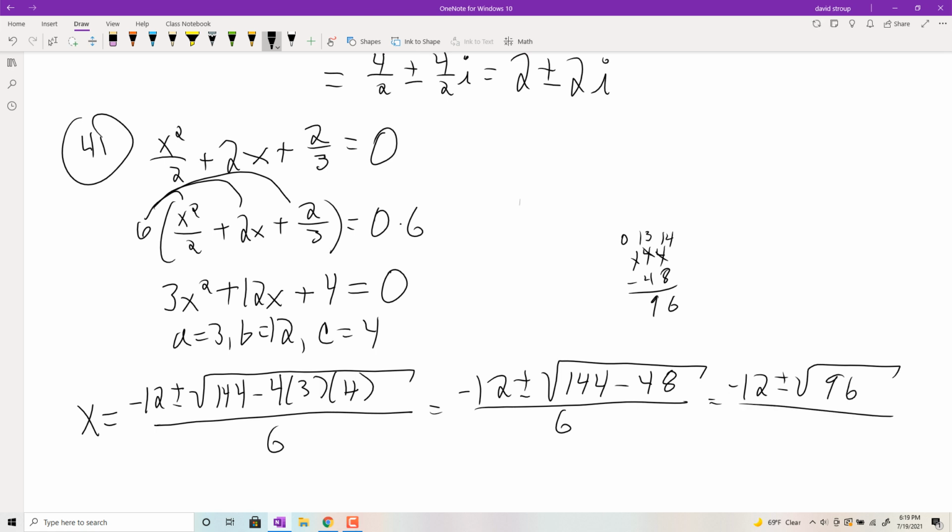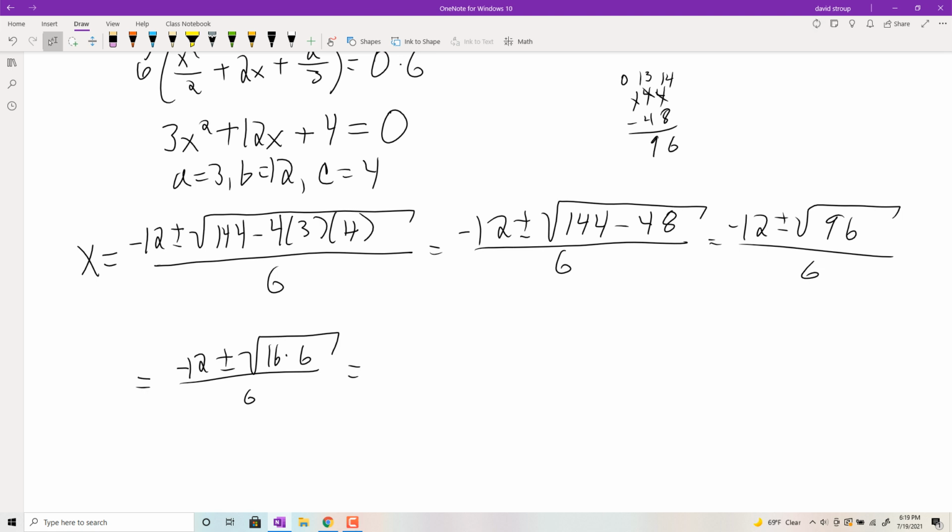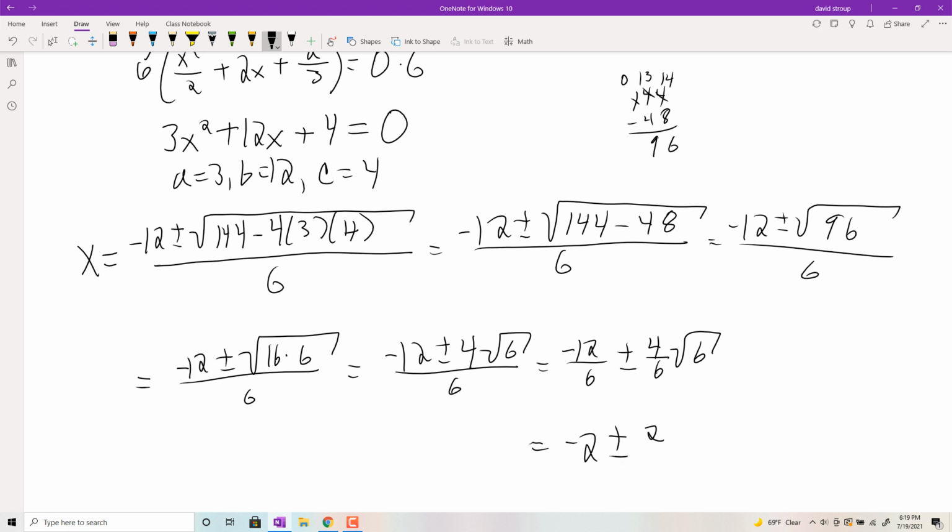96 over 6. You can factor 96 into 16 times 6, I believe. Then we can march out a 4. Plus or minus 4 root 6 over 6. And then if you want, you can butterfly or you can factor to simplify. Let's just butterfly it. So negative 12 over 6 plus or minus 4 over 6 root 6. So we get negative 12 over 6 is negative 2, plus or minus 2/3 root 6, or 2 root 6 over 3 if you wish.